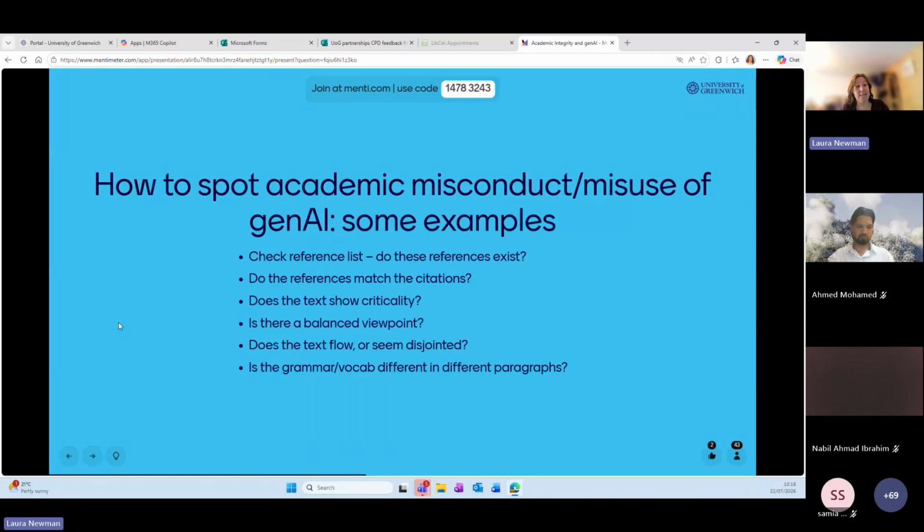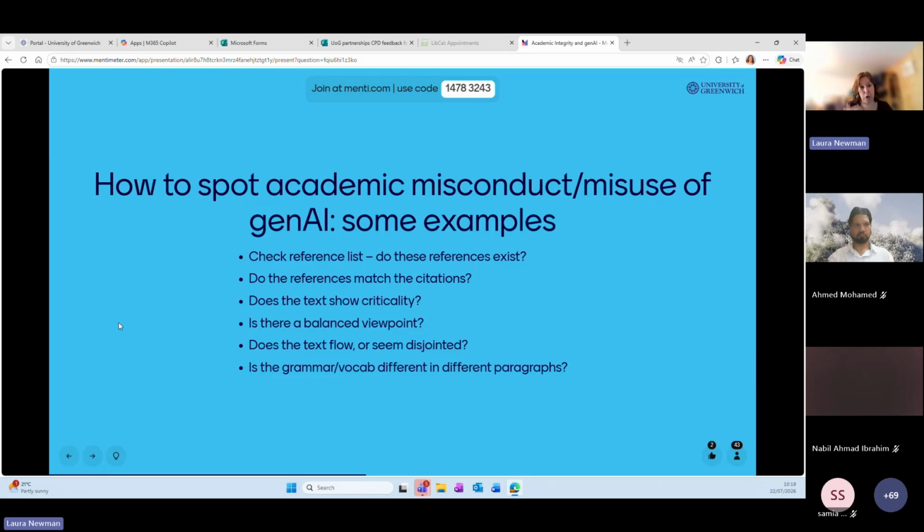If the text is disjointed, that can quite often be a sign. If different paragraphs have a different tone of voice, that may sometimes indicate that they have copy and pasted one particular paragraph from Gen AI. Or like Jules was saying, if you can very clearly see a difference between one piece of work and another piece of work, again, that can be a real sign that Gen AI has been used in one of those pieces of work.